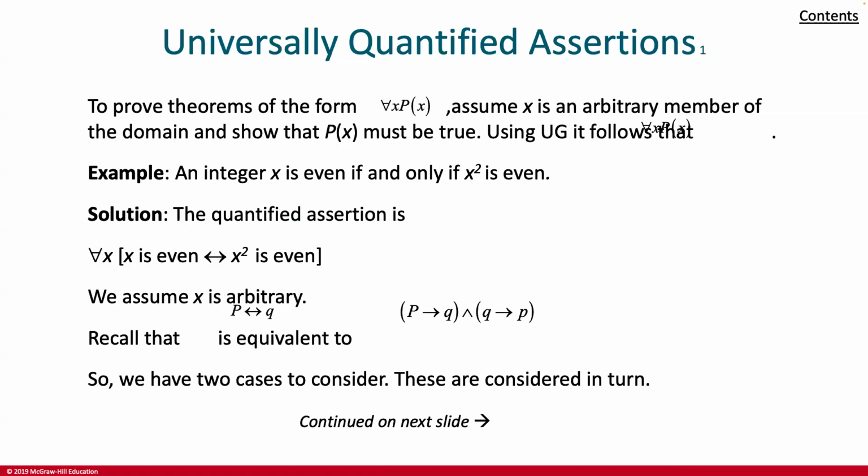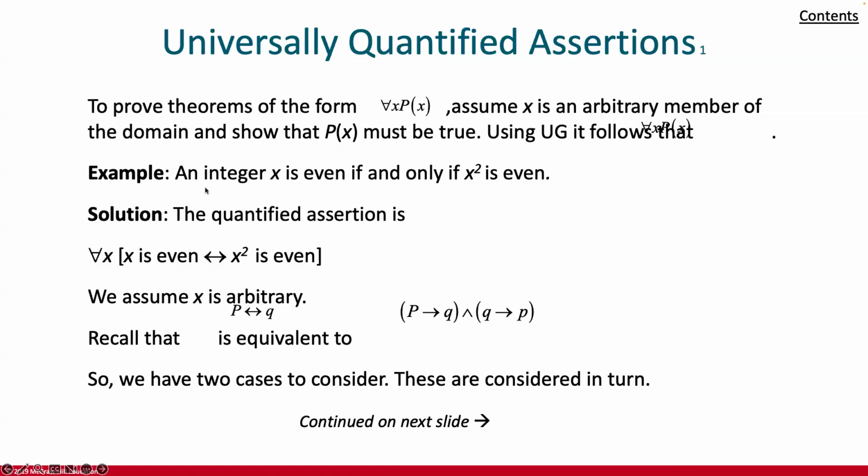In terms of universally quantified assertions, to prove a theorem of this form, we assume x is an arbitrary member of the domain and show that P(x) must be true, using UG. It follows, and I'm sorry that this is covered up. I'm just going to press on with the lecture.